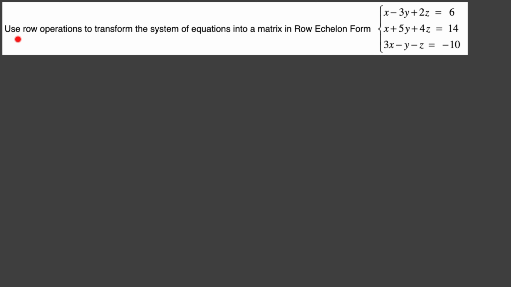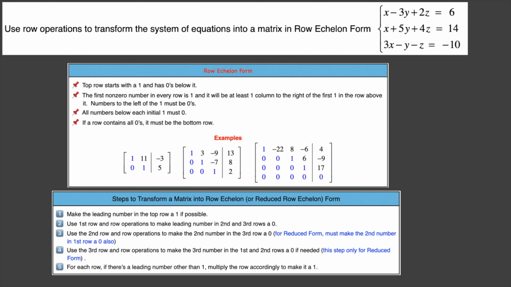This question says, use row operations to transform the system of equations into a matrix in row echelon form. So we are given a system of three equations here. Let's take a look at what row echelon form is and the steps to help us change a system of equations into a matrix of row echelon form.